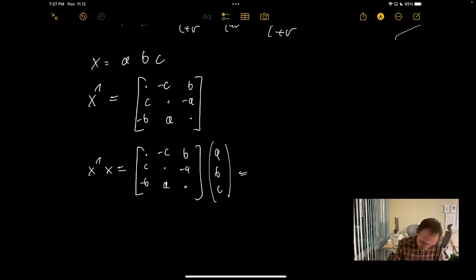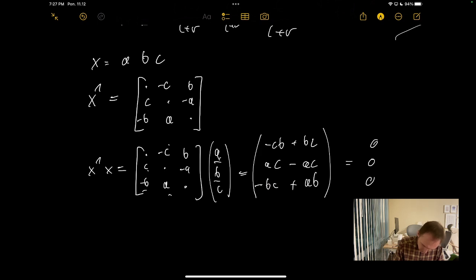So let's multiply. Here it is minus cb plus bc, then on this one I get ac minus ac, and here I have minus ba plus ab. So I get 0, 0, 0. Awesome, everything works.